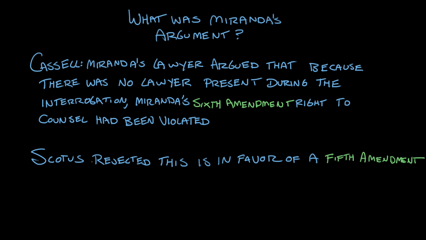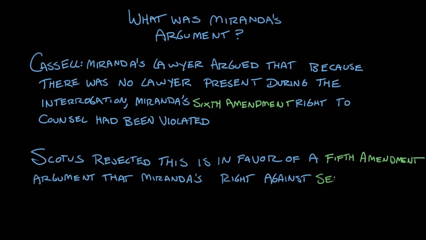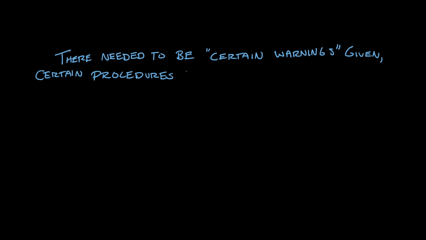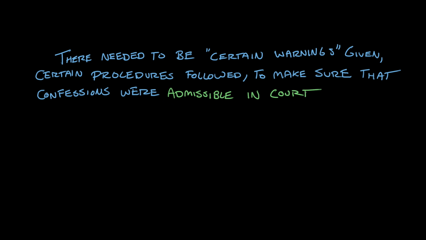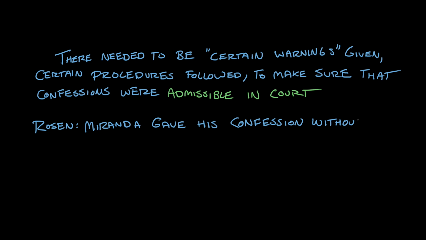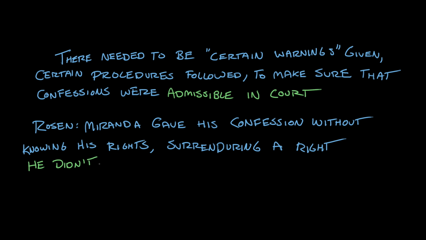The court said that what had been violated by the procedures here was Miranda's right against being compelled to incriminate himself. And the court said that there needed to be certain warnings given to Miranda and certain procedures followed to make sure that confessions given by suspects like him were admissible in court. Flynn never said the confession was compelled in the sense that it was coerced by threats or promises or compulsion or at gunpoint, but the fact that he gave the confession without knowing his rights to silence or having an attorney present while in police custody made him, in effect, surrender a right that he didn't fully realize and appreciate.